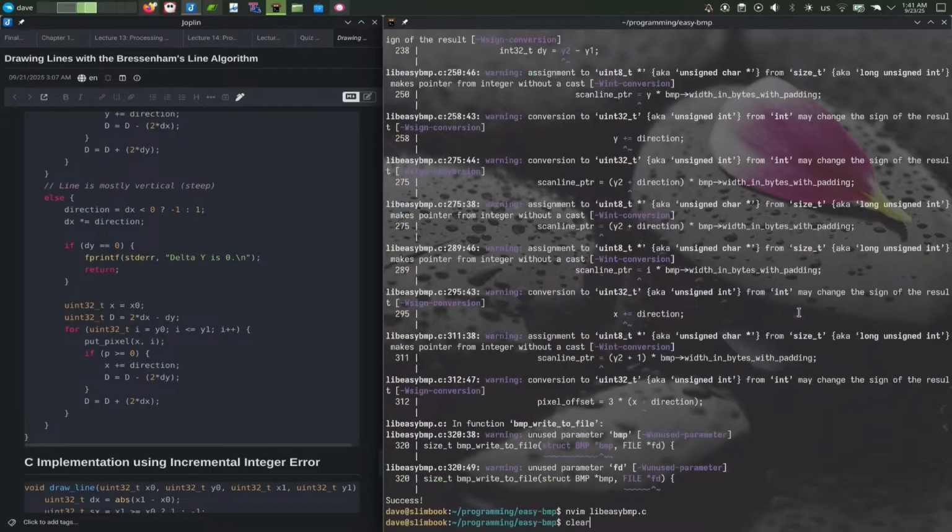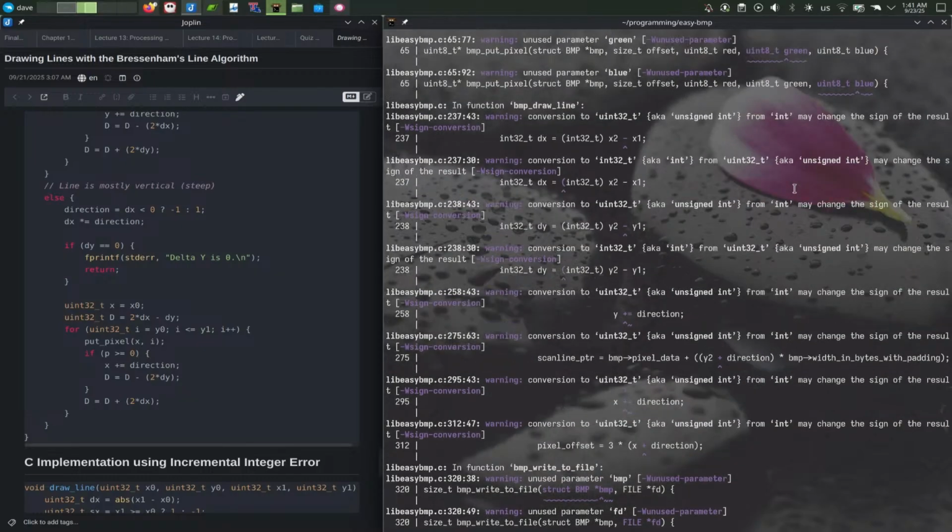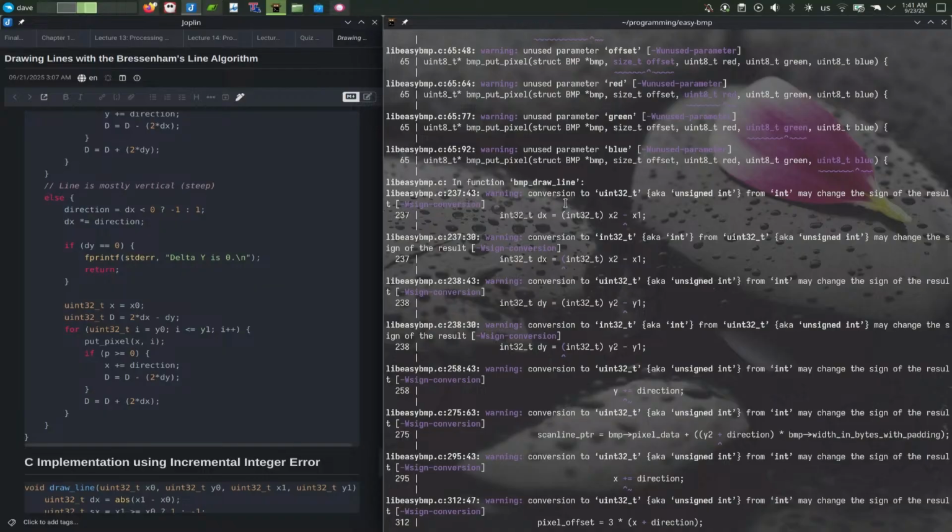Cool. Let's clear and then recompile. So we still got a bunch of warnings, but I think most of these now are unused parameter. Now I'm still getting, hmm. Okay, I see.